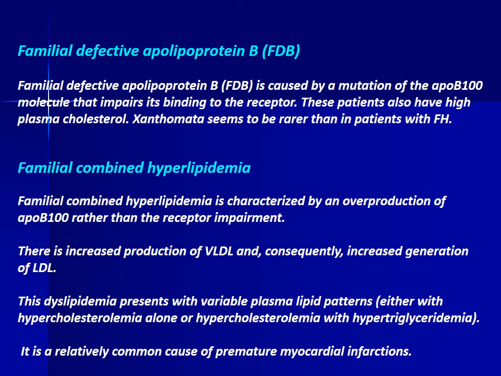Familial combined hyperlipidemia. Familial combined hyperlipidemia is characterized by an overproduction of ApoB100 rather than receptor impairment. There is increased production of VLDL and consequently increased generation of LDL. This lipidemia presents with variable plasma lipid patterns, either with hypercholesterolemia alone or hypercholesterolemia with hypertriglyceridemia. It is a relatively common cause of premature myocardial infarction.